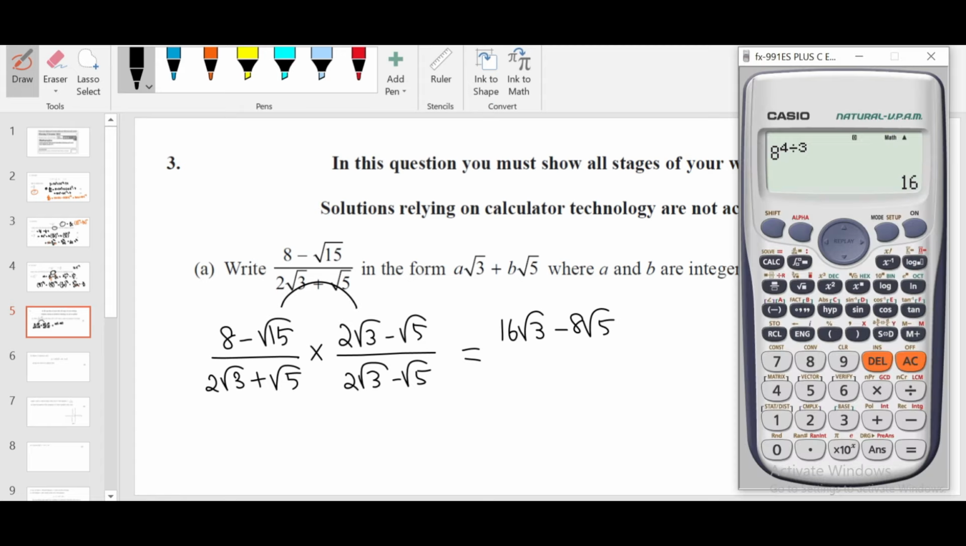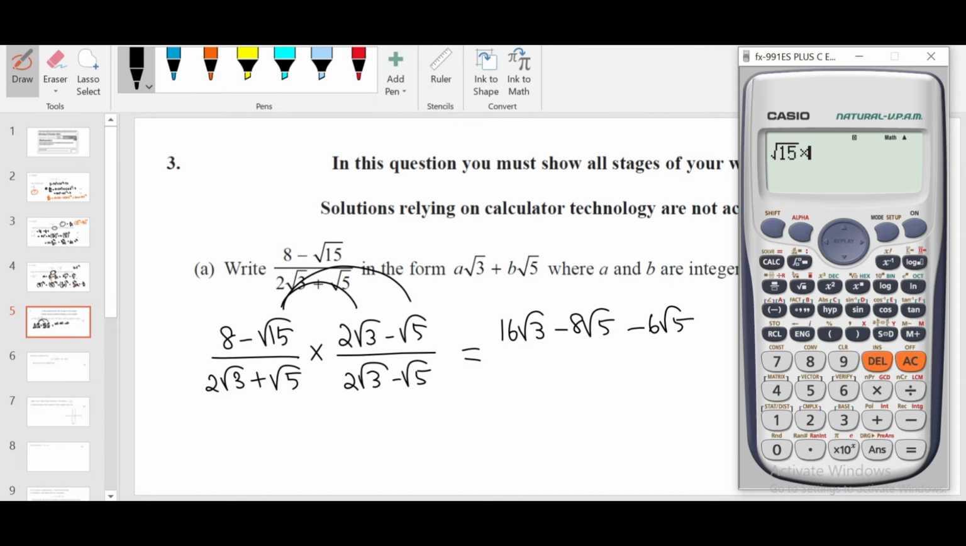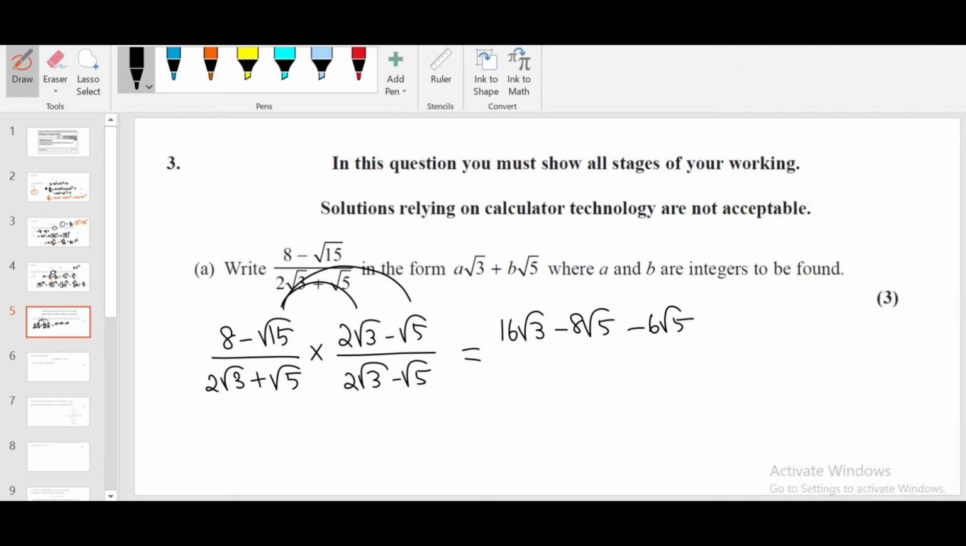Square root of 15 times 2 root 3. You get 6 root 5. So it's minus 6 root 5. Square root of 15 times square root of 5, and square root of 5 is 5 root 3. So that's positive 5 root 3, divided by a plus b times a minus b.